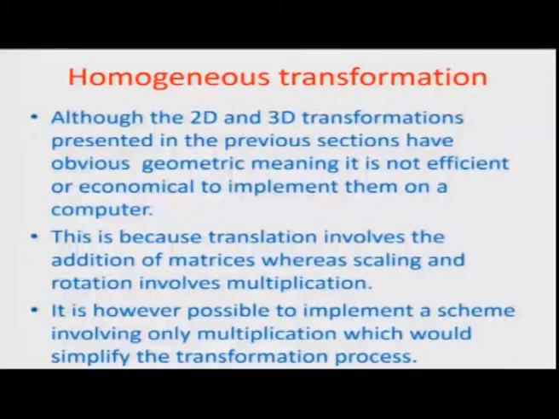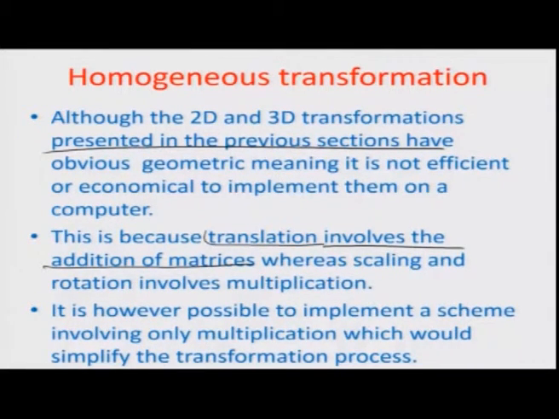So, that is what is known as homogeneous transformation, and I think I have just mentioned this, that although the 2D and 3D transformations presented in the previous section have obvious geometric meaning, it is not efficient or economical to implement them, because the translation involves the addition of matrices, while scaling and rotation involve multiplication. So, it is possible, however, to implement a scheme involving only multiplication, which would simplify the transformation process.